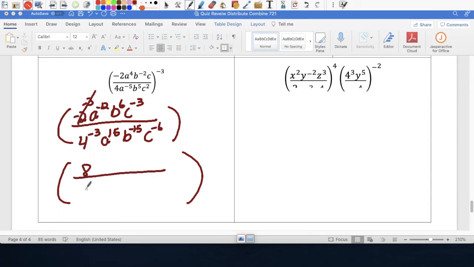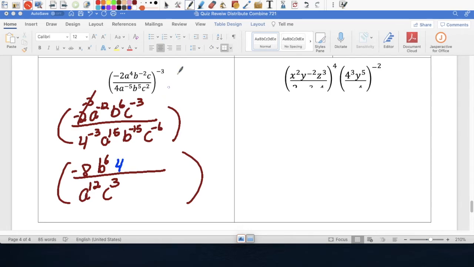4 to the negative 3rd power, I'm going to drag that upstairs. Actually, you know what? Let me do the numerator first. So negative 2 times negative 2 times negative 2 is negative 8. A to the negative 12 power, I'm going to drag it down here. B to the 6 stays up. C to the negative 3rd comes down. I took care of my numerator. My denominator, 4 to the negative 3rd power, it's 4 times 4 times 4.